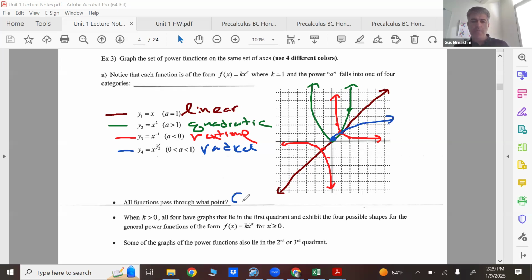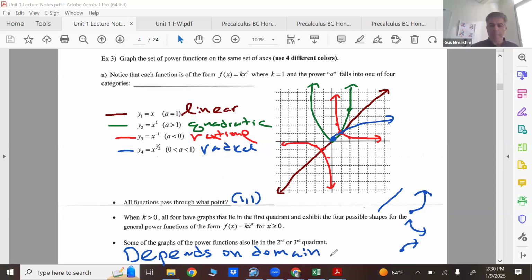So all functions pass through what point? 1, 1. When k is bigger than 0, all 4 have graphs that lie in the first quadrant and exhibit the 4 possible shapes. So what are the possible shapes? There's this, there's this, there's this, and there's that. So those are the 4 possible shapes. Some of the graphs have functions that lie in the second and third quadrants, and that just depends on domain.